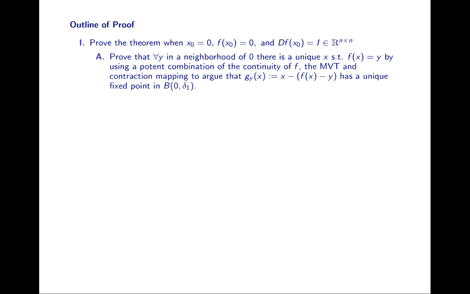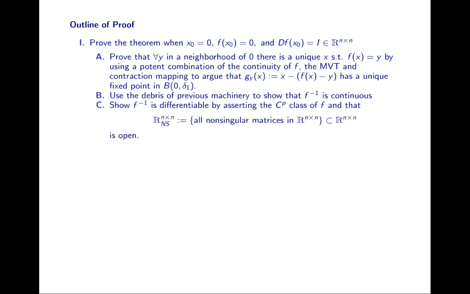Right, that's how we're going to get to this: for each y, there's a unique x such that f of x equals y. We're going to use the debris of the previous machinery to show that the inverse is continuous. We're going to show that the inverse is differentiable by asserting the class C^p of f and the fact that the set of all n by n non-singular matrices within n by n is open.